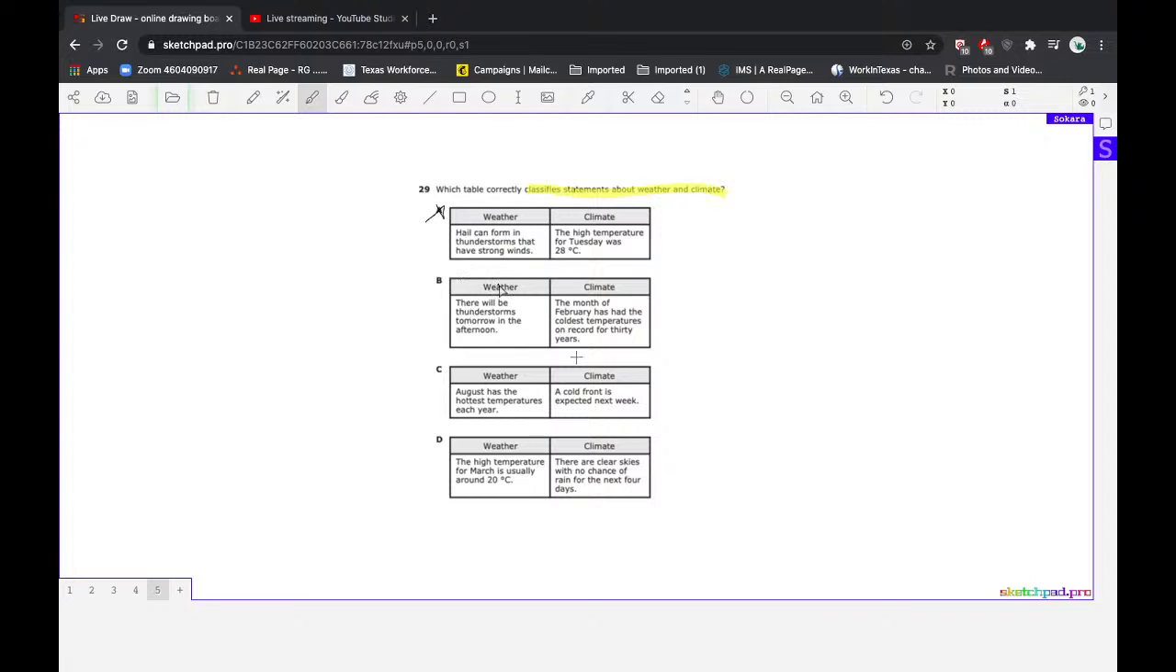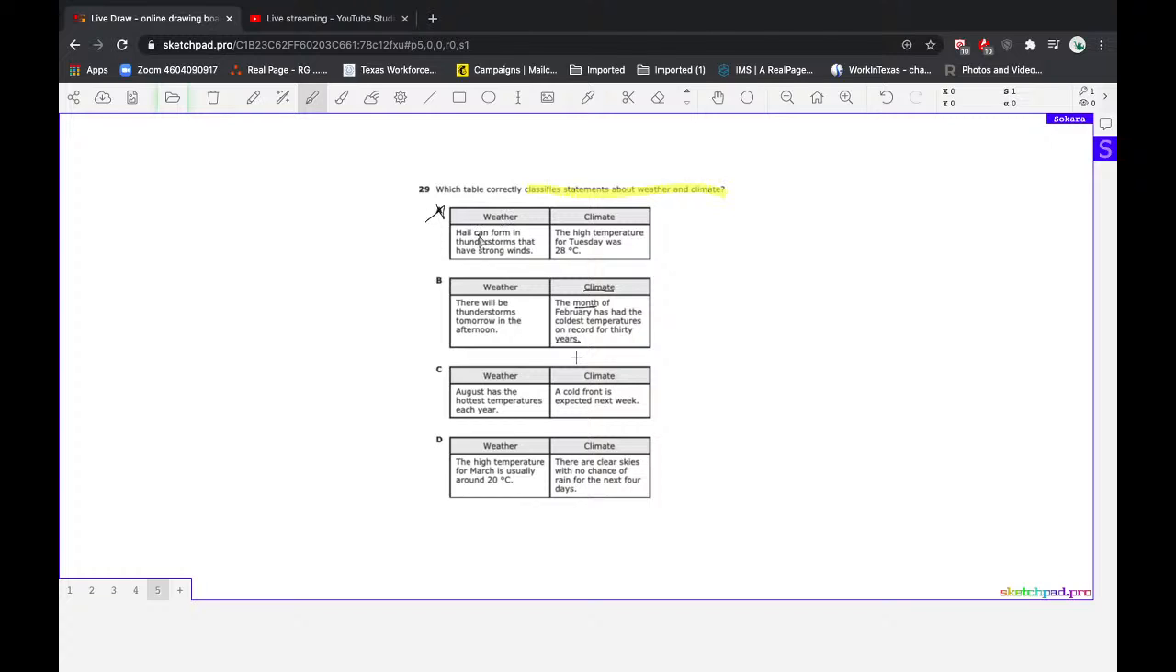Alright, B. The weather: there will be thunderstorms tomorrow in the afternoon, and the climate is saying the month of February has the coldest temperatures on record for 30 years. See, in this climate, it correctly shows that the month of February has the coldest temperature on record for 30 years. When you're looking at climate, you want to see if they mention a longer time period, the month of February, a record for 30 years. Alright, so that's correct. And then weather, there will be thunderstorms tomorrow in the afternoon. Okay, that's correctly describing a day.